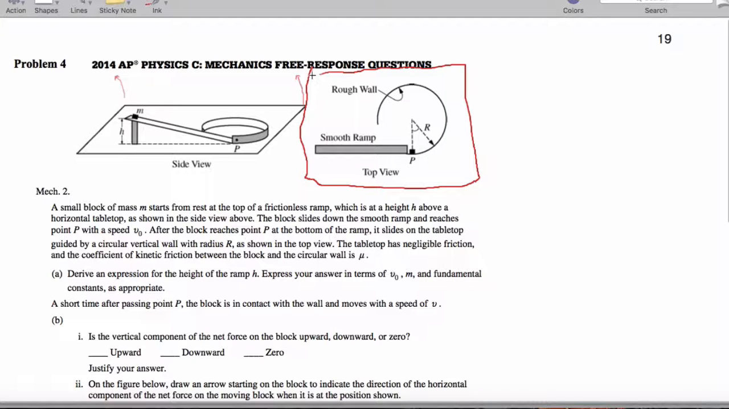I know this is some obvious stuff, but I just want to be clear. This is the side view. This is the top view. This thing here is the rough wall, that's the rough wall right there, it's there and there. And the smooth ramp is this thing right here looked at from above. So we're going to go down this ramp, and then we're going to go around the circle and kind of stop. So let's just look at a couple things.